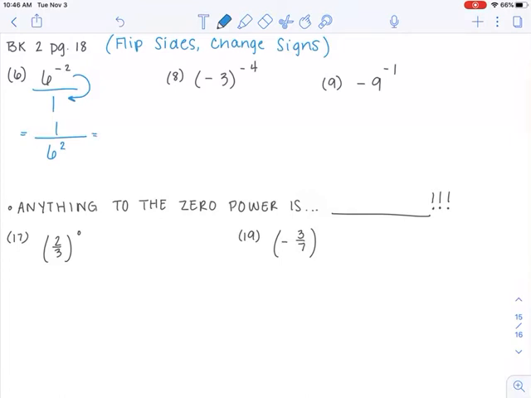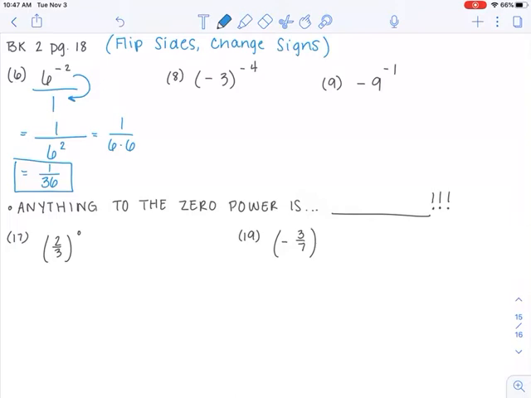And then 6 squared is the same thing as 6 times 6, and 6 times 6 is 36. So 1 over 36 would be your final answer. So again, we flip the sides. My negative exponent became positive when I did that. I changed the sign. And then I simplified by saying 6 squared, which is 6 times 6, is 36.